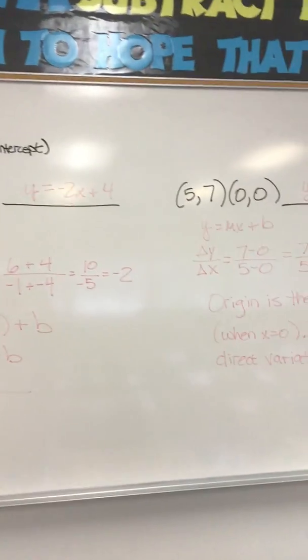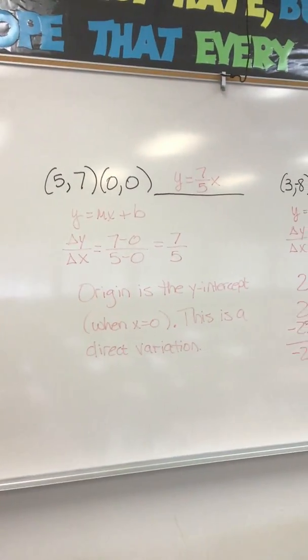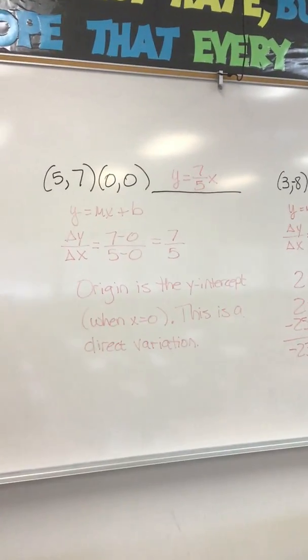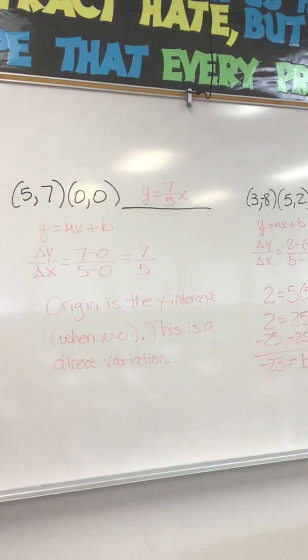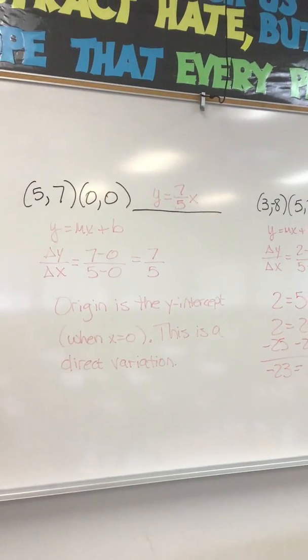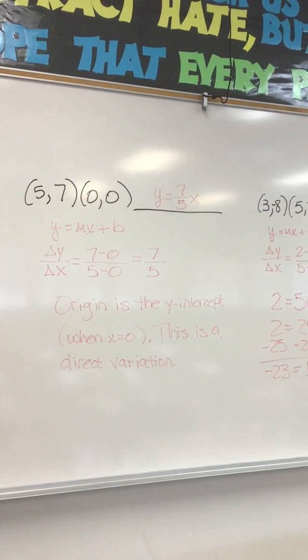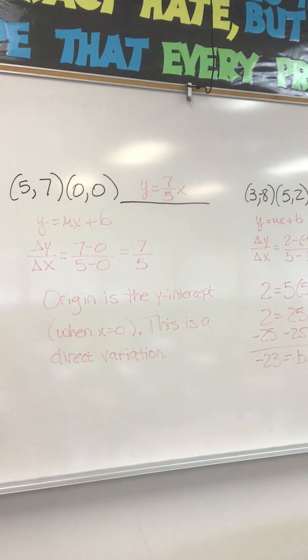All right, next one. Same exact thing, except here we have (5, 7) and (0, 0). y equals mx plus b. First find my m. 7 minus 0 is 7. 5 minus 0 is 5. So I have 7/5 for my slope.